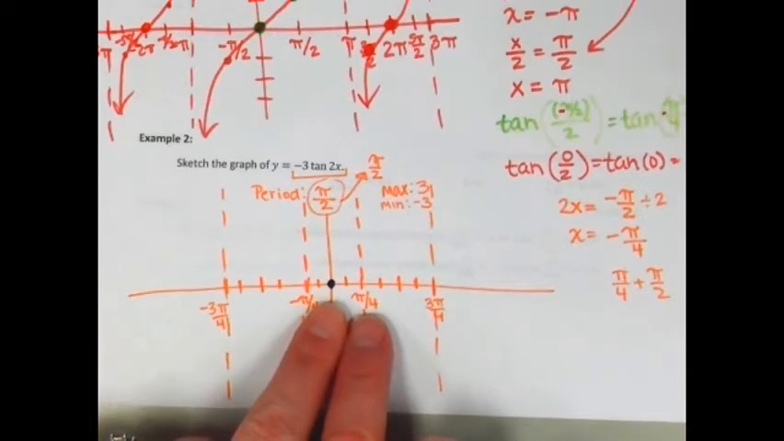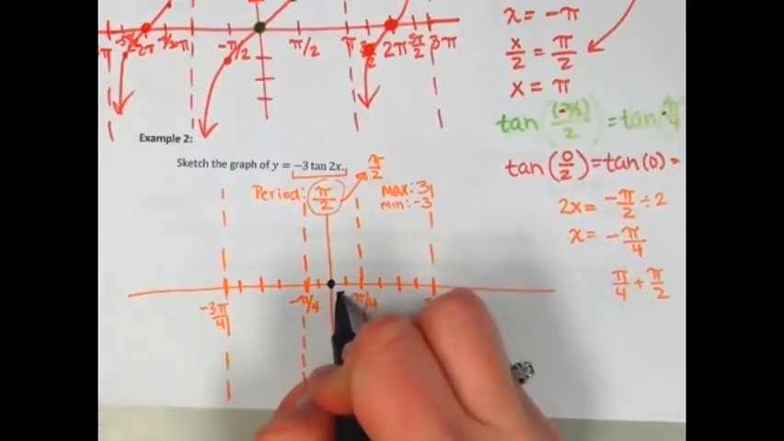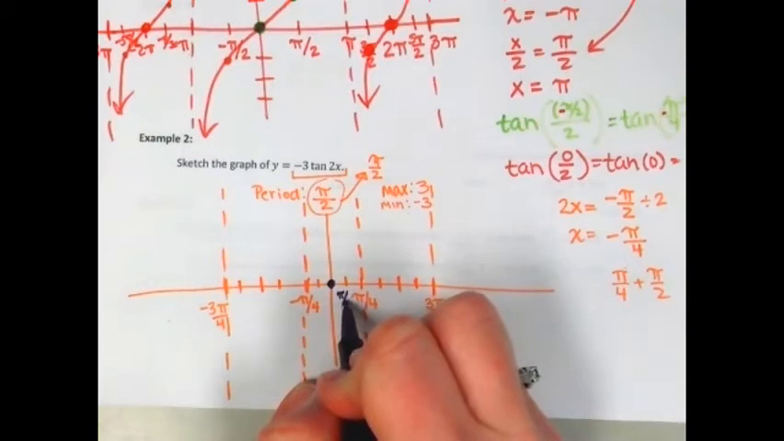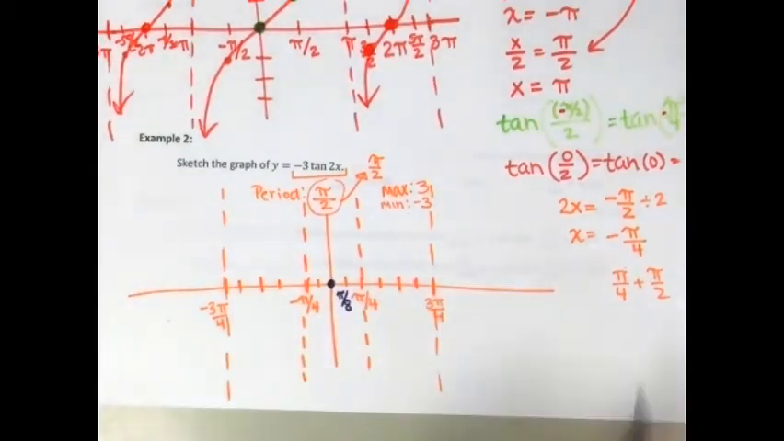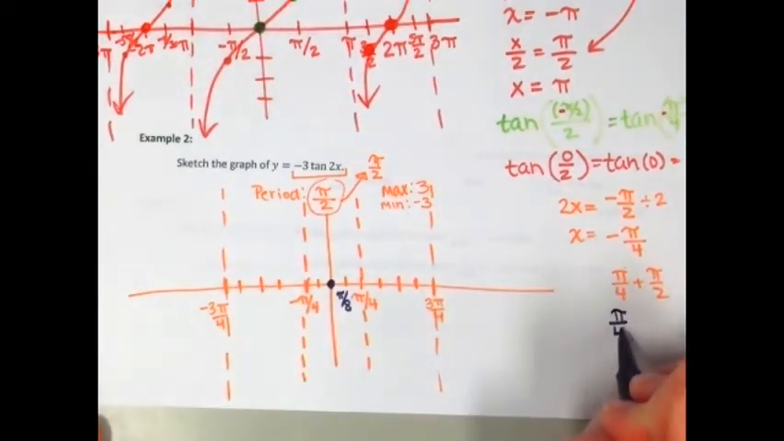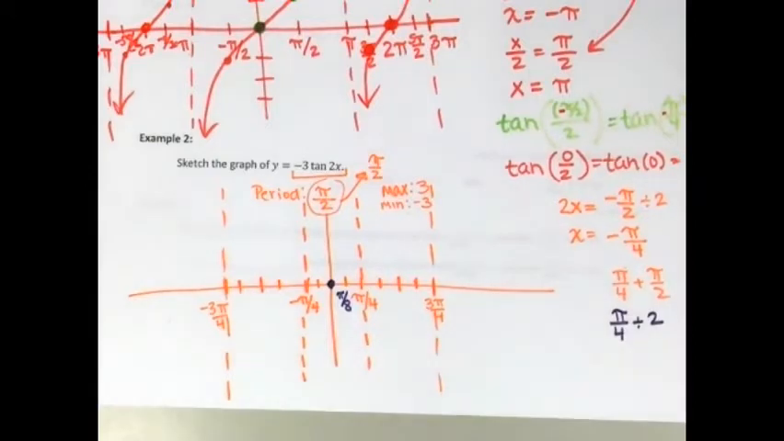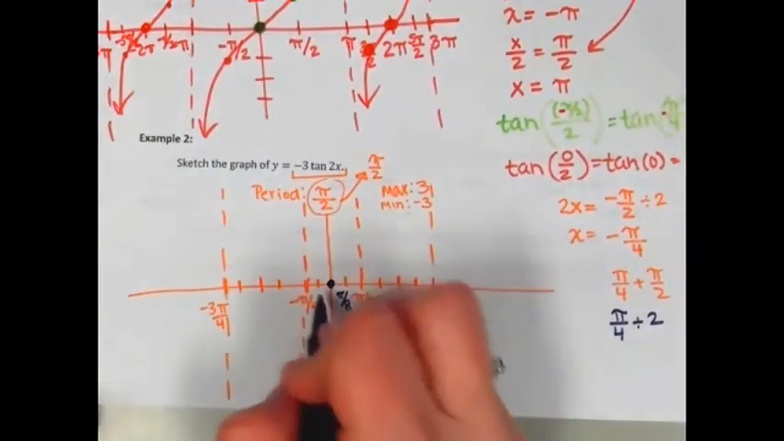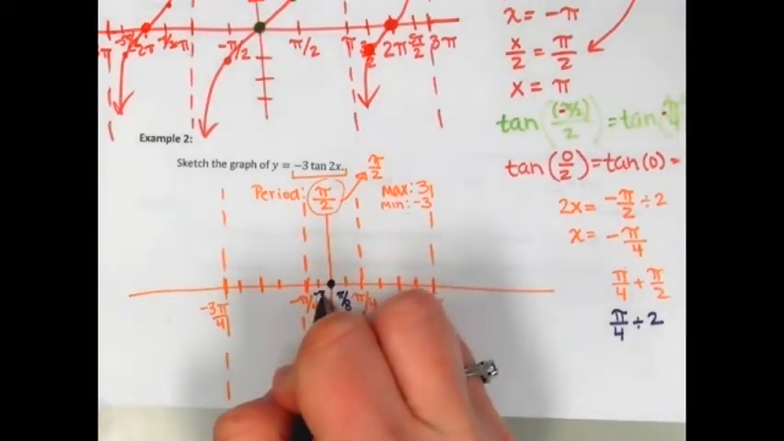We have 0 to pi over 4. What is the middle of 0 and pi over 4? Pi over, what did you say, Judy? 8. Why? You just take pi over 4 and divide by 2. And wouldn't that give you pi over 8? So then this way would be negative pi over 8.